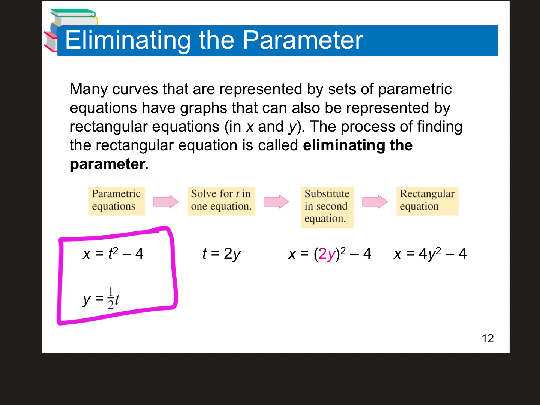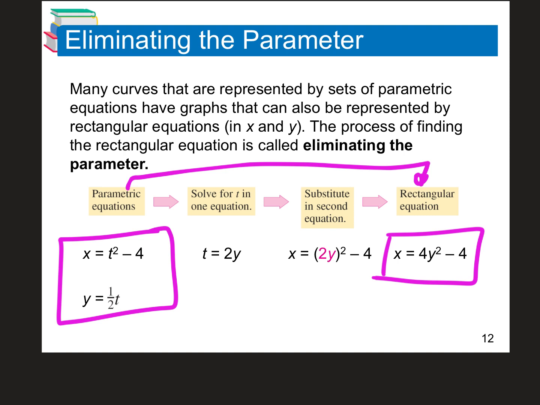There's that third variable. So to go from parametric to rectangular, right? We're going from parametric to rectangular. What we have done is we've eliminated the t. So you're going to solve one equation for t. They chose to do this one because it's easier, right? We multiply both sides by 2, so you get t equals 2y. Then they took this 2y and plugged it in for the t. That's right here. And then you simplify. That's it. It's all algebra based.